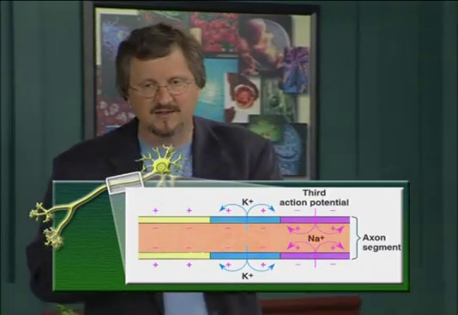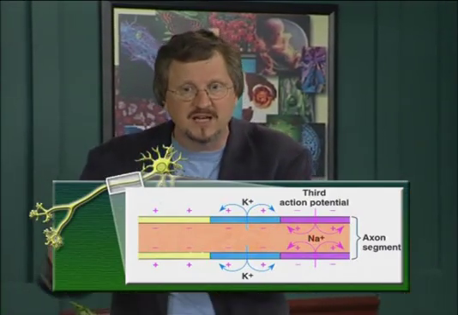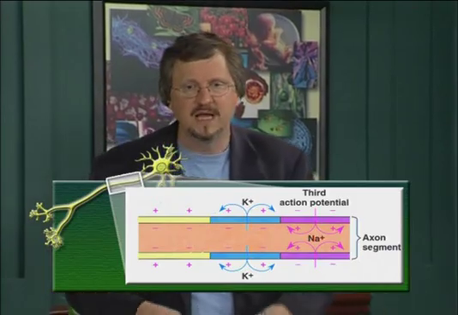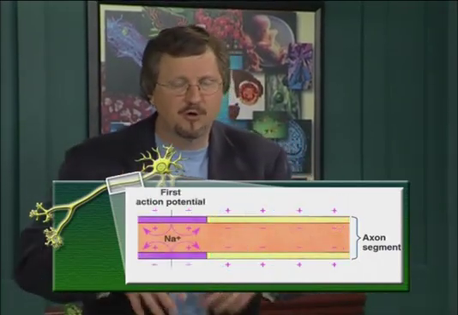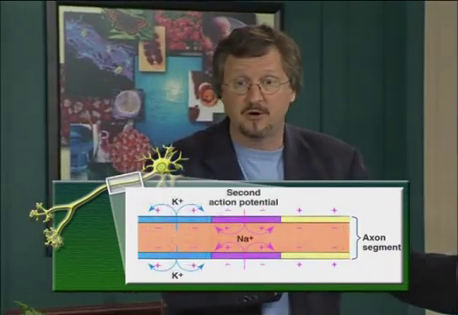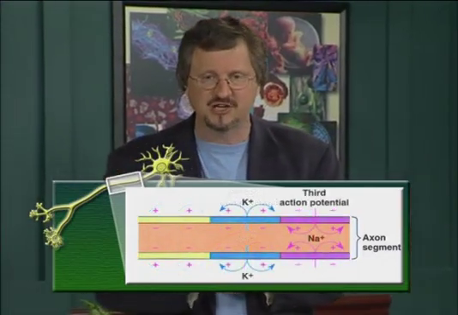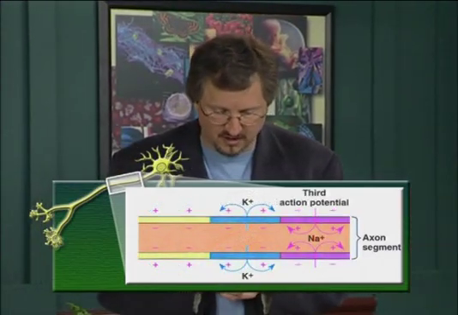Now, of course, it's really not a set of discrete patches, but a continuous process. But you get the point. It's as though there's a wave of depolarization that flows down the axon as an action potential is traveling from one end of the neuron to another.